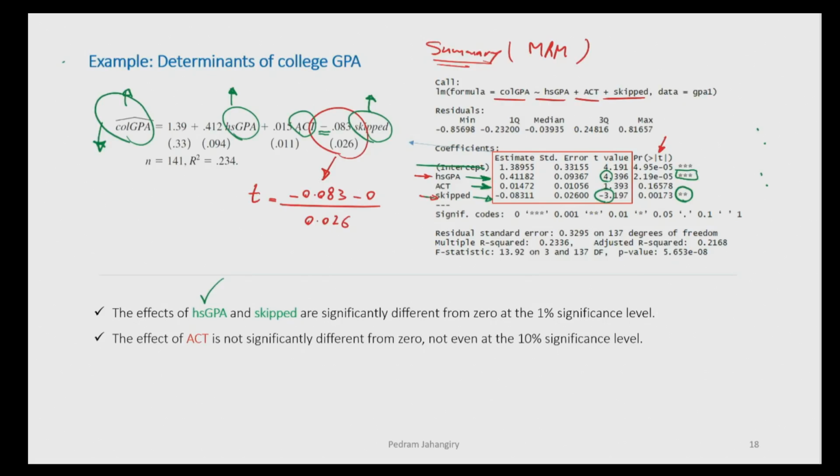It seems that ACT has a small t-value and it is not significant. So ACT turns out to be not significant. So these are the bullet points that we're putting here. The effect of high school and number of skipped classes are significantly different from 0 at the 1% significance level. Very good news, because remember, in the entire population, now we can make a statement. However, the ACT is not significantly different from 0, not even at the 10% significance level.